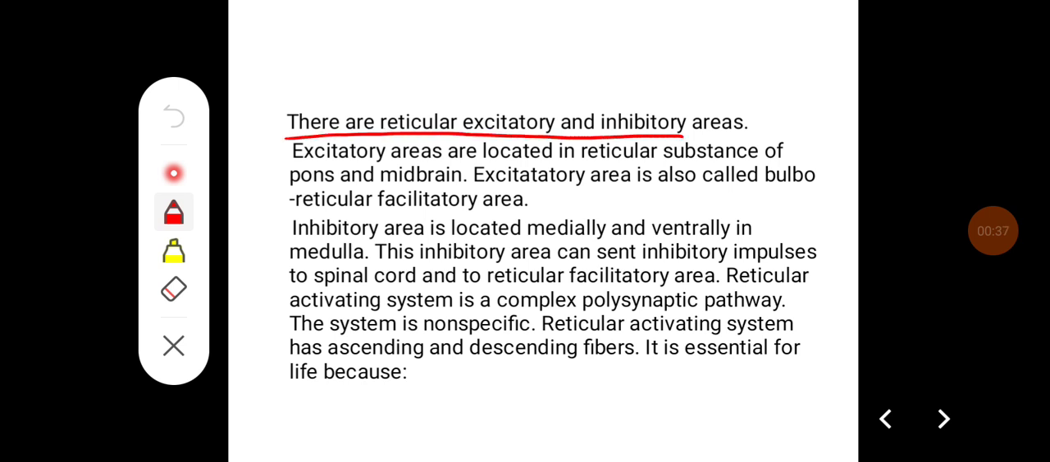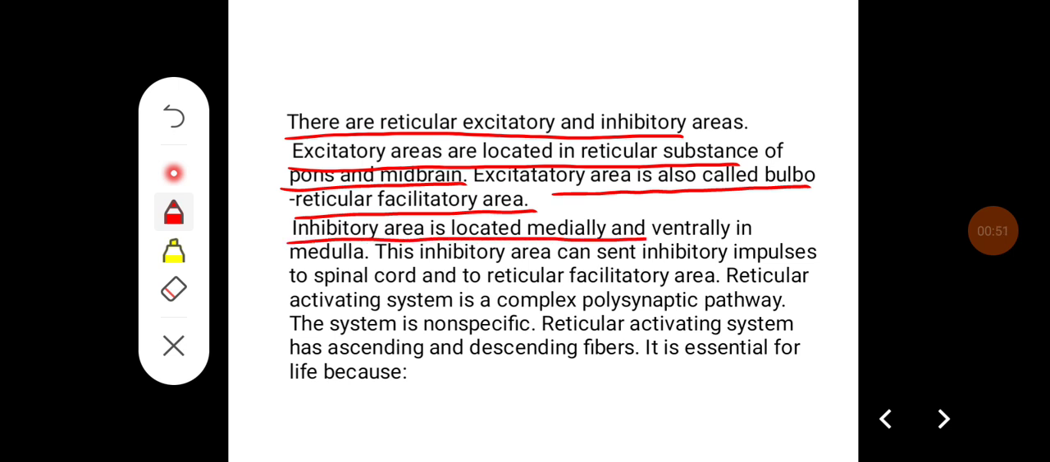There are reticular excitatory and inhibitory areas. Excitatory areas are located in reticular substances of pons and midbrain. Excitatory area is also called bulboreticular facilitatory area. Inhibitory areas are located medially and ventrally in the medulla. This inhibitory area can send inhibitory impulses to spinal cord and reticular facilitatory area.